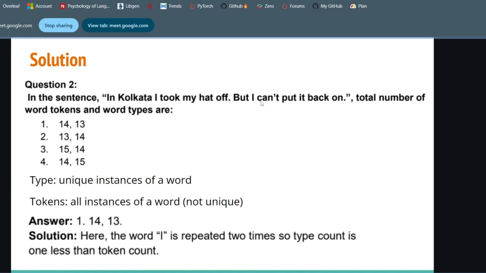But we saw that I is repeated twice. So if I now count the total number of words in the sentence, which would be 14, that gives you the number of tokens. So here the count of tokens would be 14, and the number of word types would be 13.